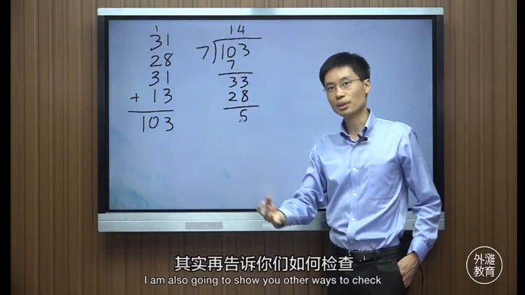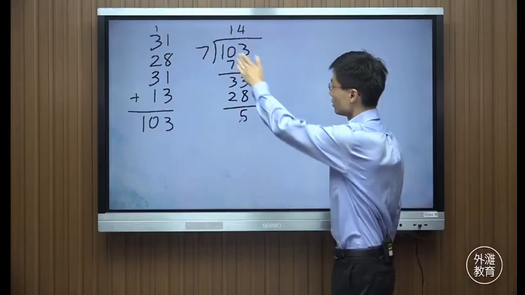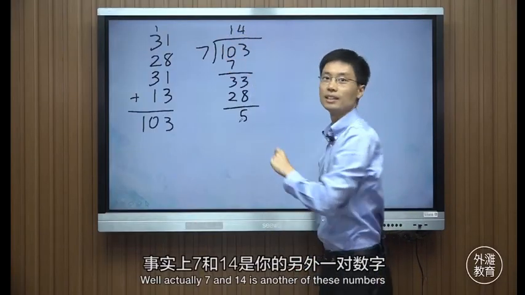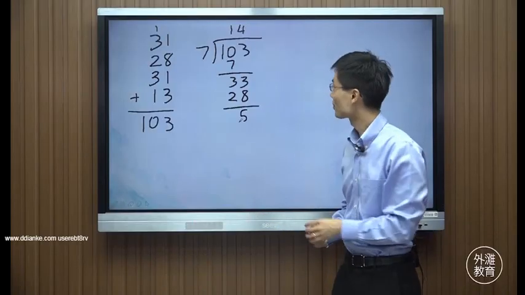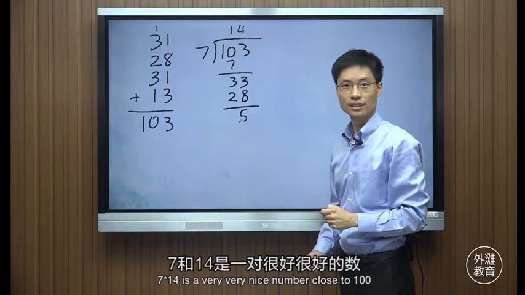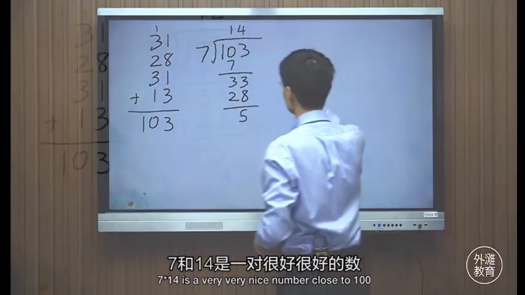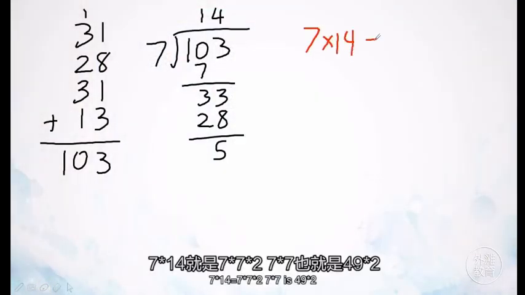As I'm doing this, I'm also going to show you other ways to check that what I have done is correct. Do I believe that it's 5? Well, actually, 7 and 14 is another one of these pairs of numbers that will be your friends. 7 times 14 is a very, very nice number, close to 100. If you can see what this is, 7 times 14 is equal to 7 times 7 times 2. 7, 7 is 49 times 2.